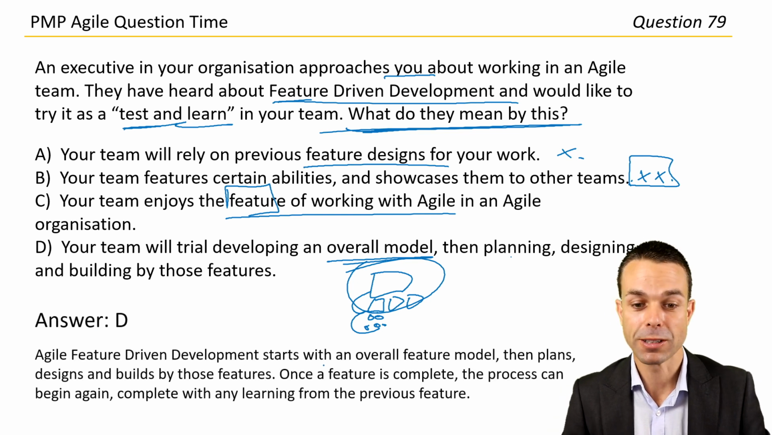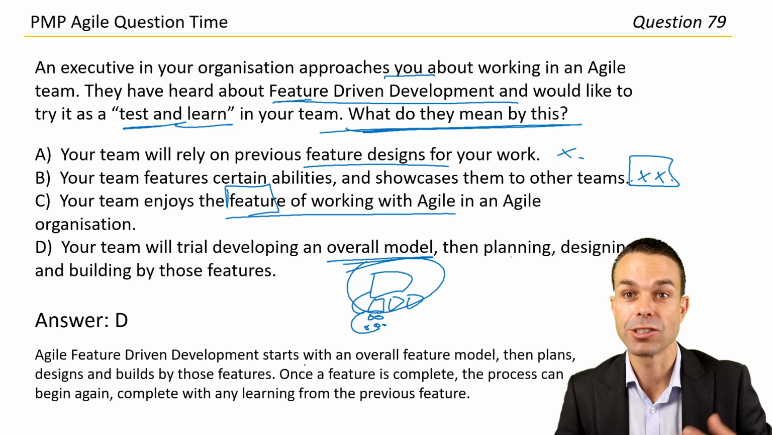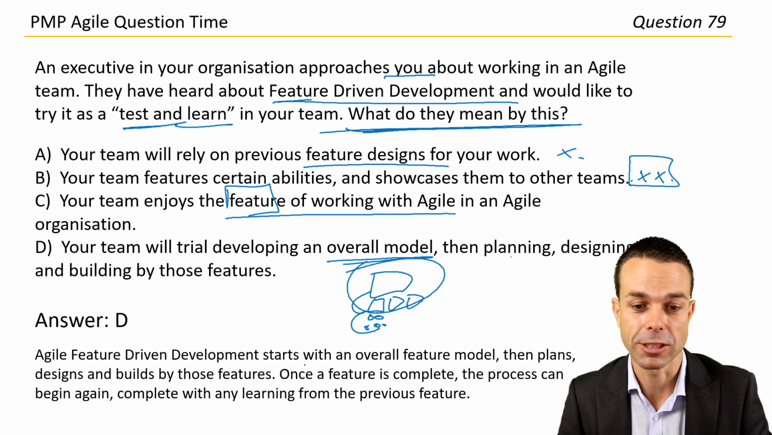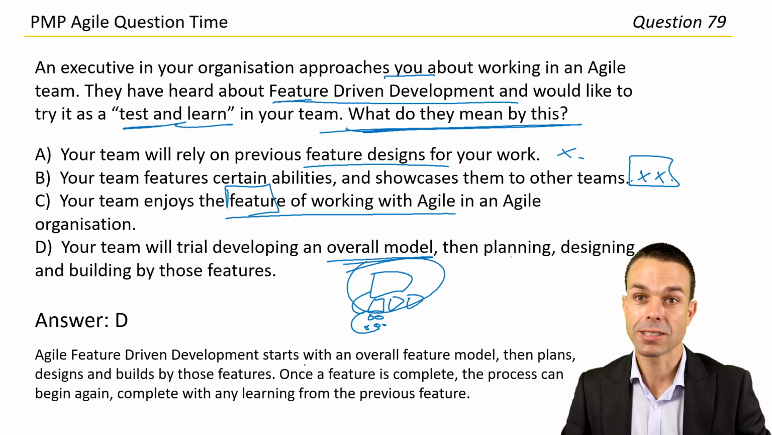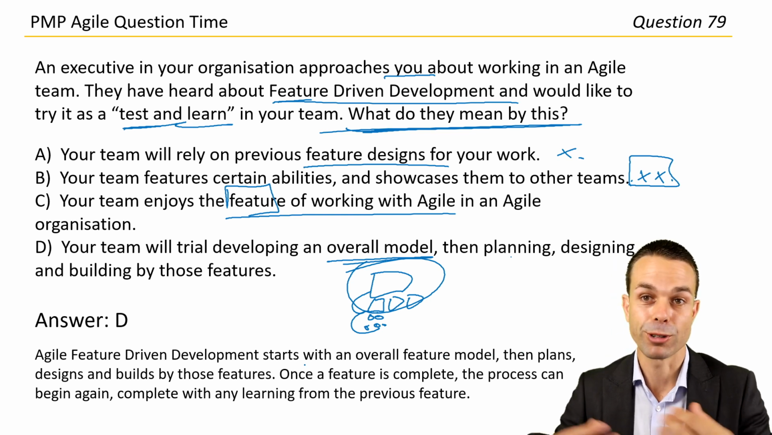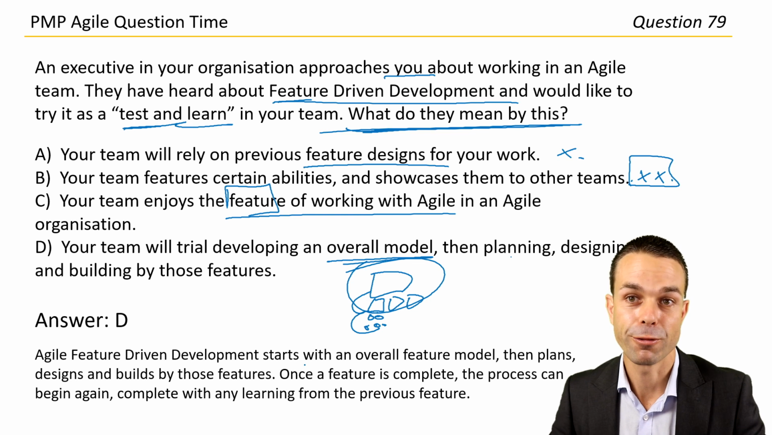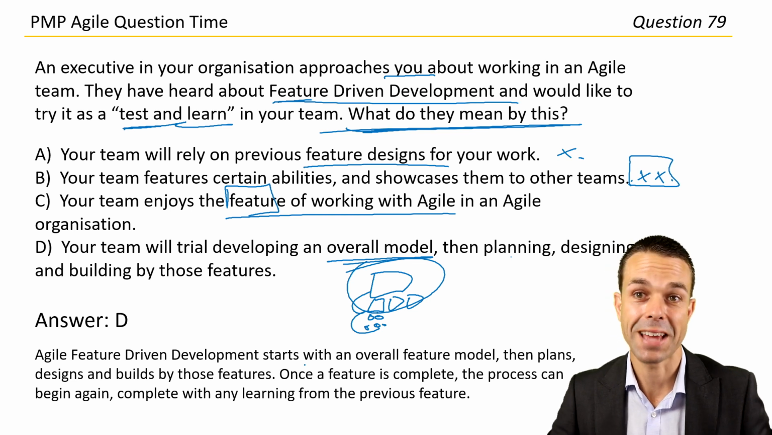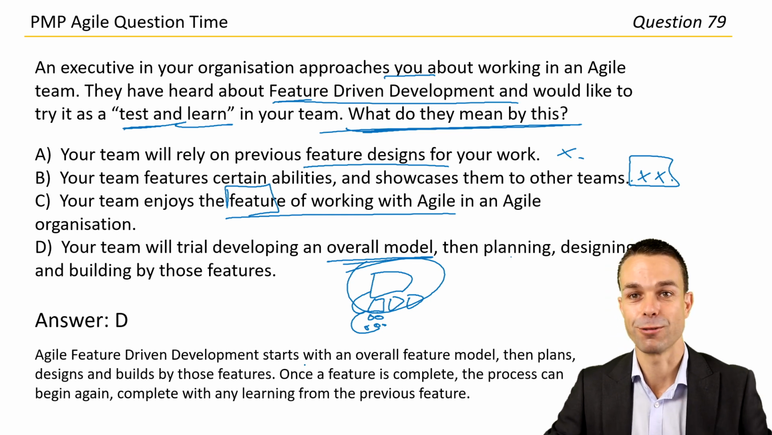Agile feature-driven development starts with an overall model, then plans, designs, and builds by those features. Once a feature is complete, the process can begin again, complete with any learning from the previous feature. So we've released it, customers have given us a little bit of feedback, and now we might need to adjust our approach, and that's the benefit of feature-driven development.